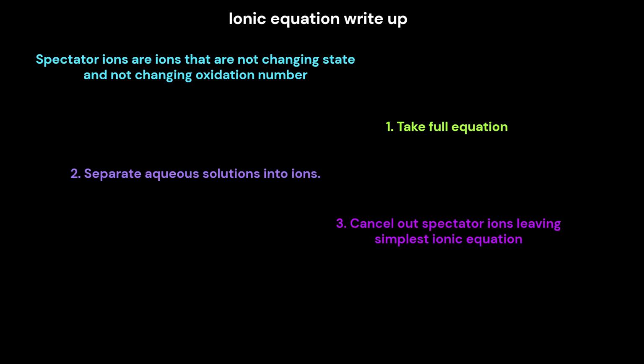Ionic equation writing. Spectator ions are ions that are not changing state and not changing oxidation number. Number 1. Take the full equation. 2. Separate aqueous solutions into ions. 3. Cancel out spectator ions, leaving the simplest ionic equation.